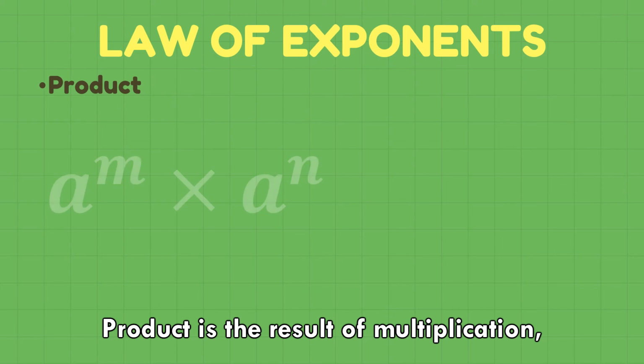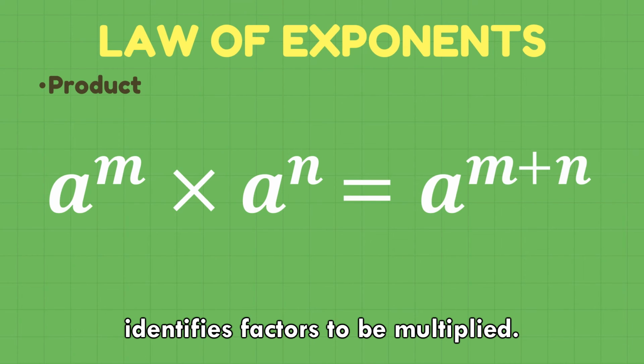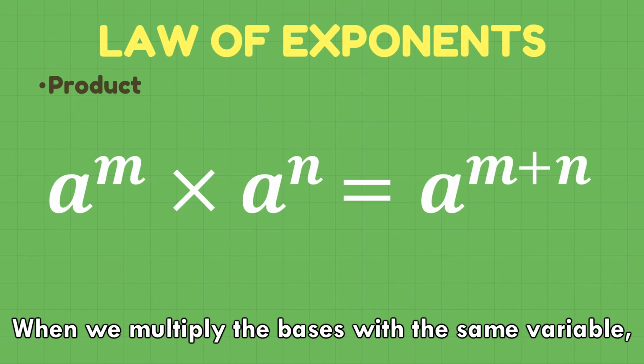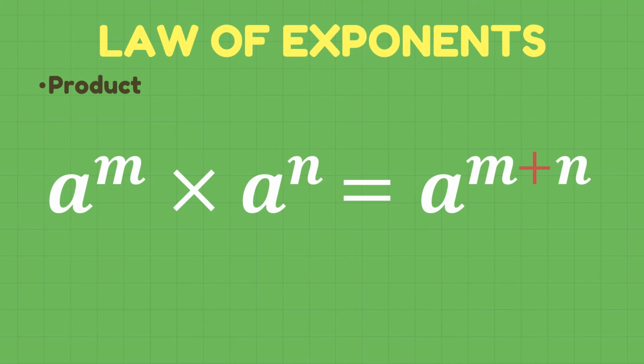Product is the result of multiplication, or it will be an expression that identifies factors to be multiplied. Brief explanation. When we multiply the bases with the same variable, the exponents will be added together.